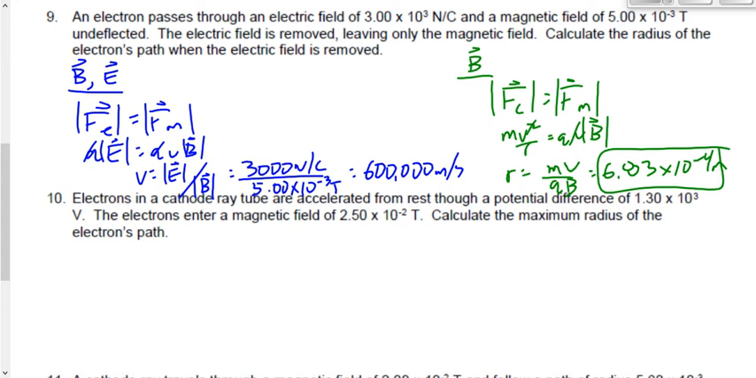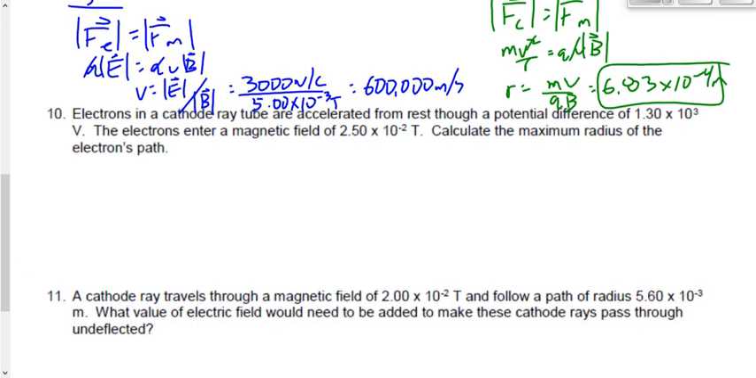All right, number 10 says the electrons in a cathode ray tube are accelerated from rest through a potential difference of 1,300 volts. They enter a magnetic field. What's the maximum radius of the electron's path? This is similar to the last question in the sense that two different things are going on here, but different in that the two things are different than they were in the last question. Here we're accelerated from rest. What section is that? Good. It's the acceleration chamber.